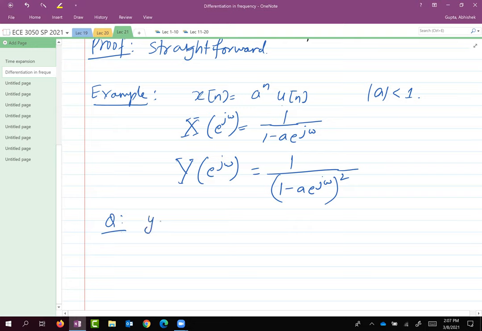And the question we have is, what is y[n]? So what do you notice between capital X(e^{jω}) and capital Y(e^{jω})? They're the same thing, except for Y the denominator is squared. Yeah, that's right. So what do you think? How can I get Y from X? Let me be more specific: what happens when I take the derivative of X with respect to omega?